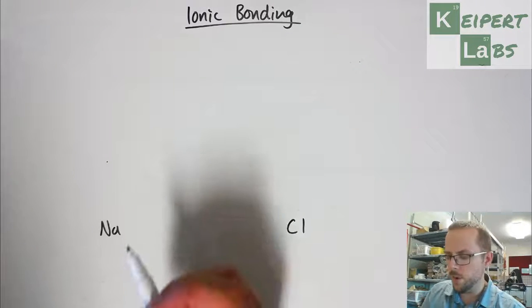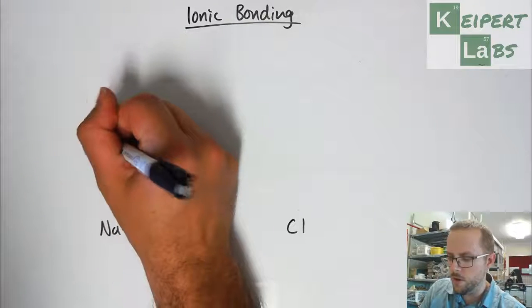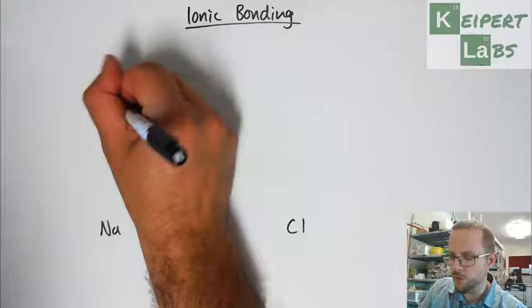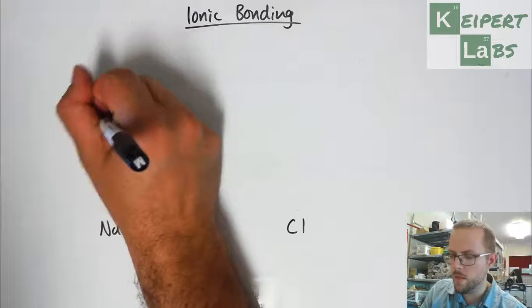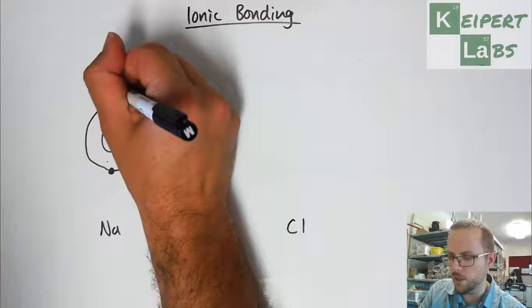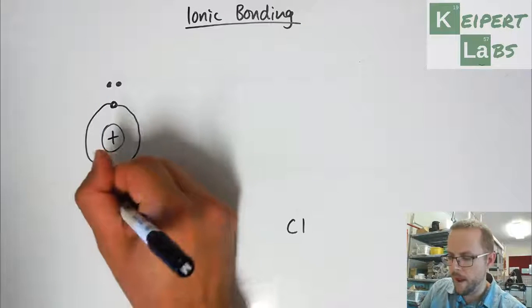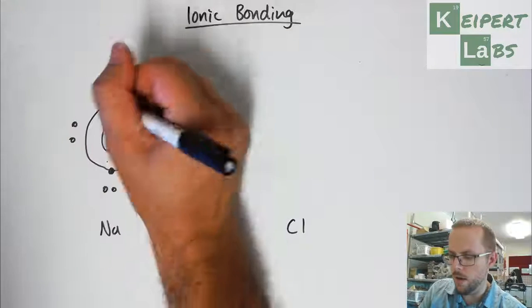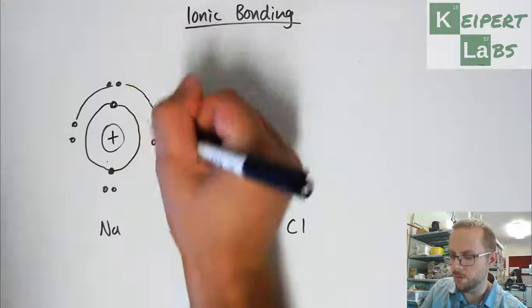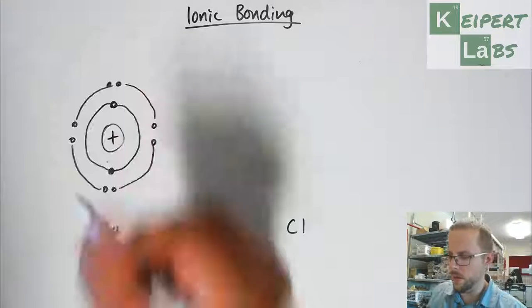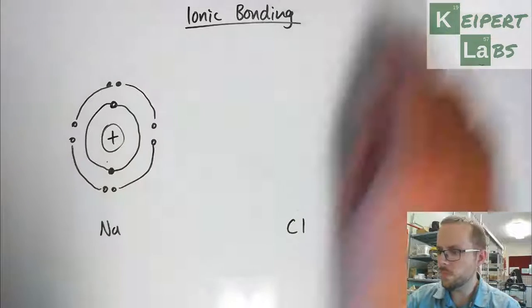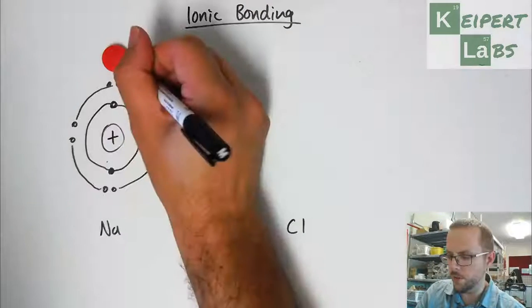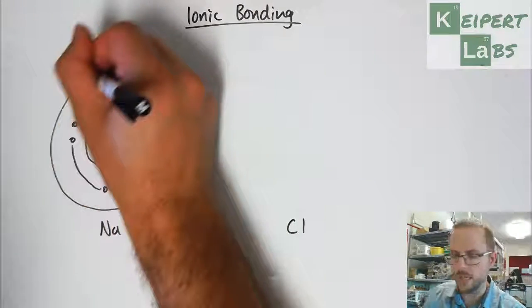Now for sodium, I'm just going to represent the positive nucleus in the middle, and then I'm going to draw in these two inner shells. Then I'm going to use some coloured buttons to represent our outer shell. So we've got sodium, and let's make it red. And sodium has one outer shell electron, as an atom.